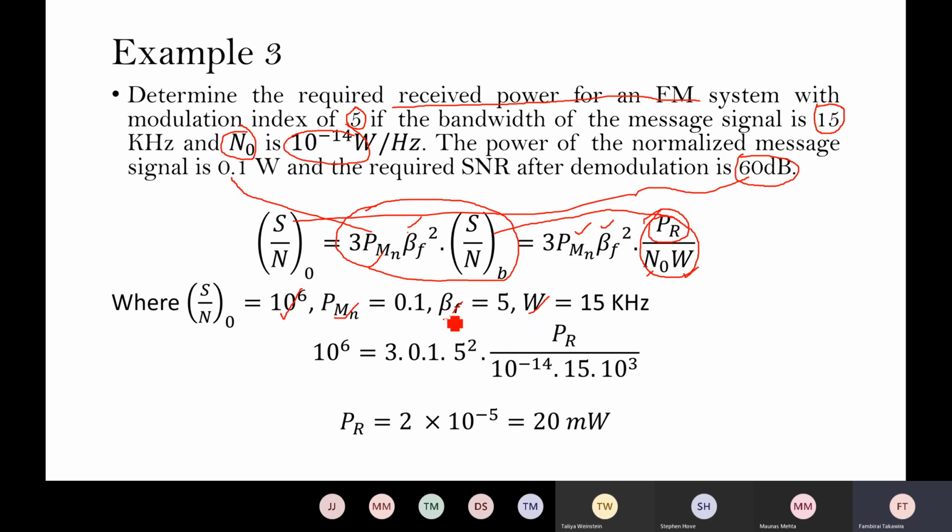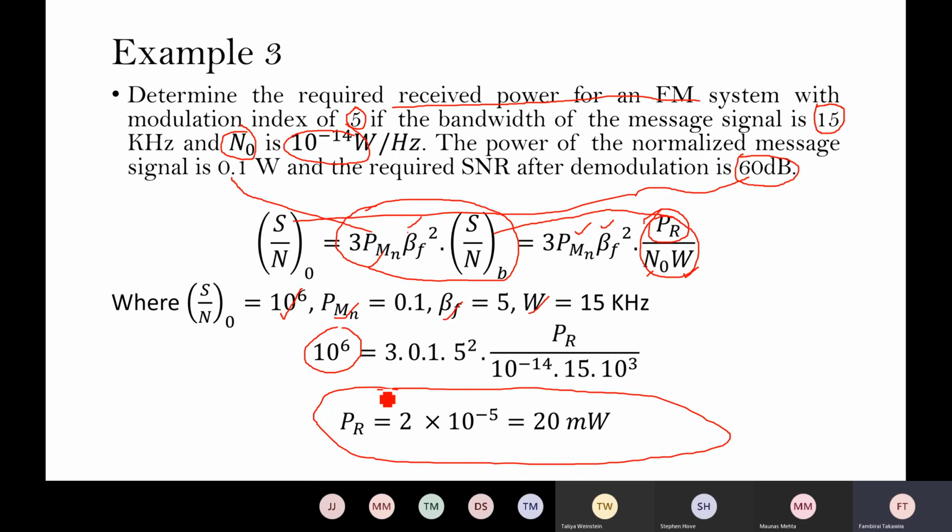So substituting everything that we know, 10 to the 6 on the left-hand side, which is the signal to noise ratio at the output, and substituting in all the other variables that we know, we can calculate that the received power is essentially 20 milliwatts. So it's exactly the same as the case for the DSB full carrier.